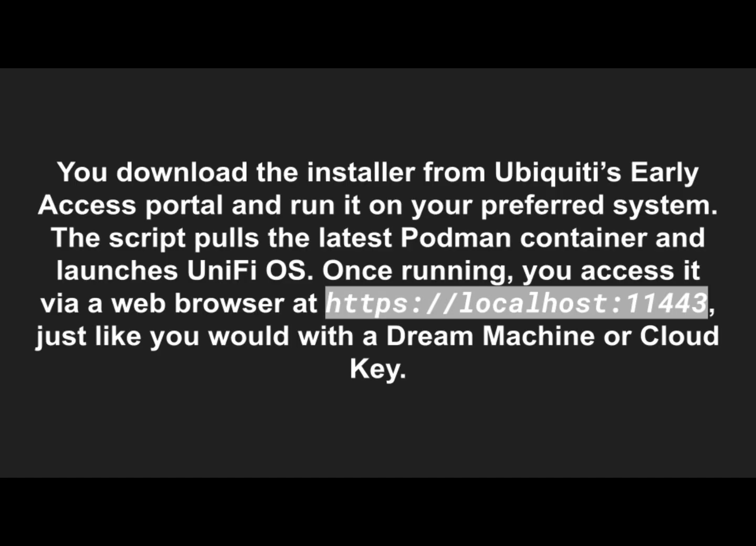Installation is surprisingly straightforward. You start by downloading the official installer from Ubiquiti's early access portal. It's currently in early access, so you'll need to be enrolled to get in. And then you run a script that automatically pulls down the container and sets up the services. On Windows, it uses WSL2 in the background. On Linux or macOS, it's a native Podman install. Once it's up and running, you simply go to your web browser and access the UniFi OS dashboard at https://localhost:11443. From there, it looks and feels exactly like you're using a Dream Machine.